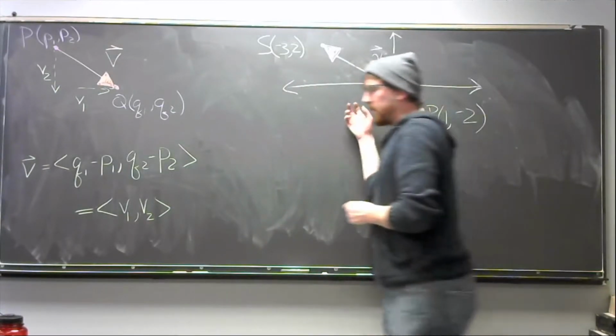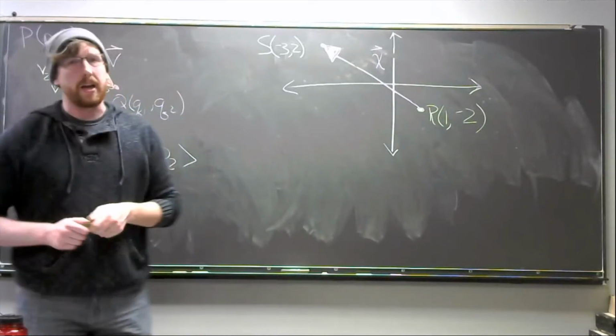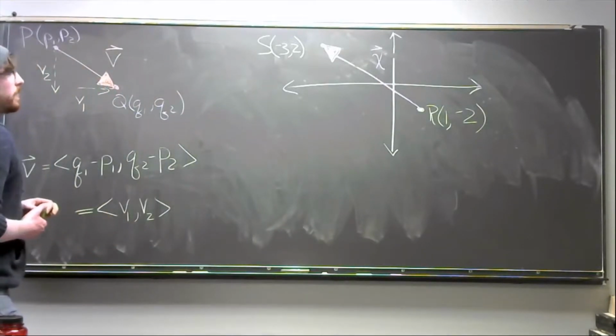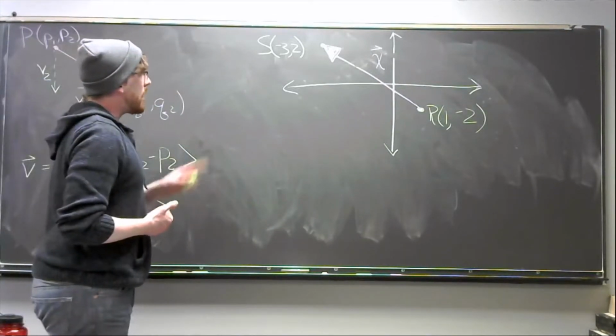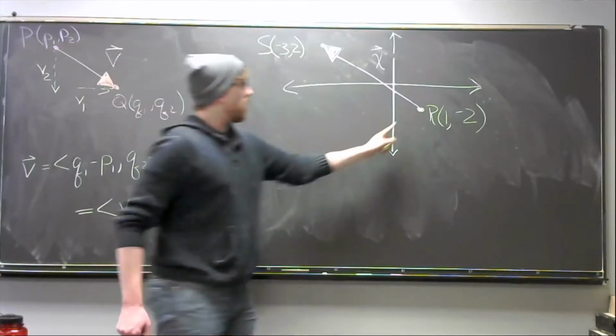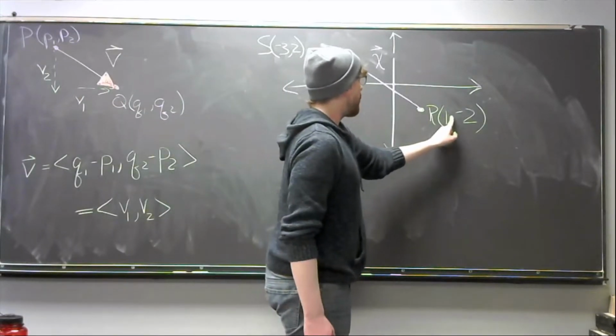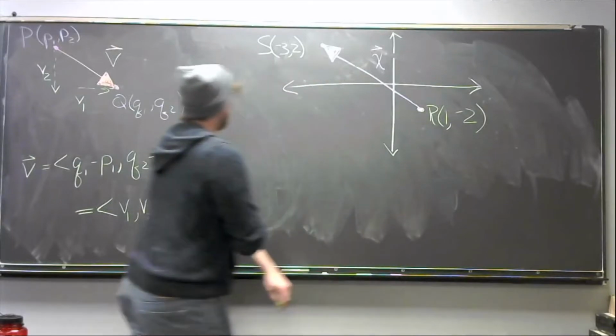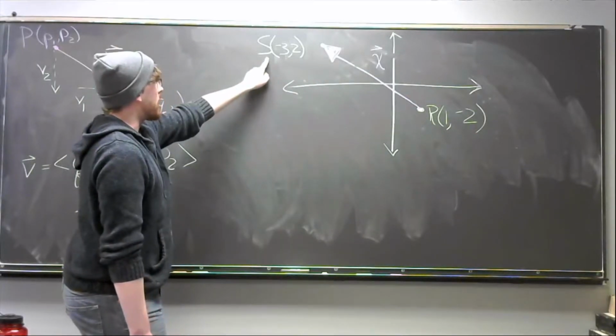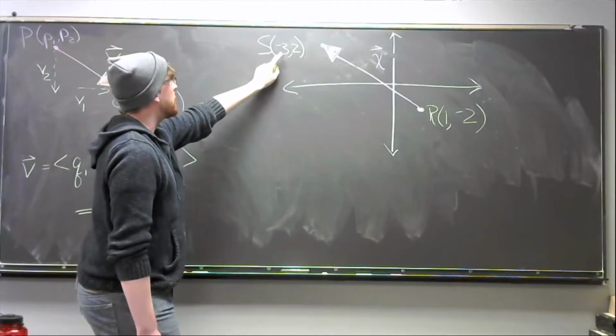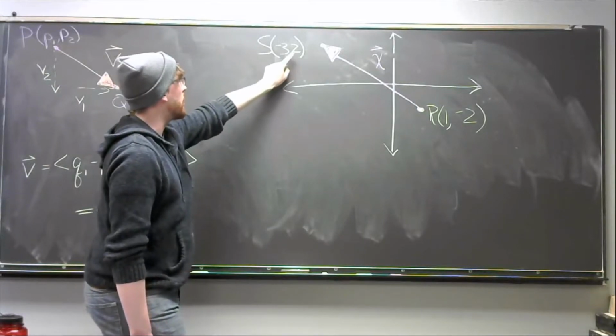So let's look at an example. What I've got here is the vector x. And the vector x has an initial point r located at the point 1, negative 2, and a terminal point s located at the point negative 3, 2.